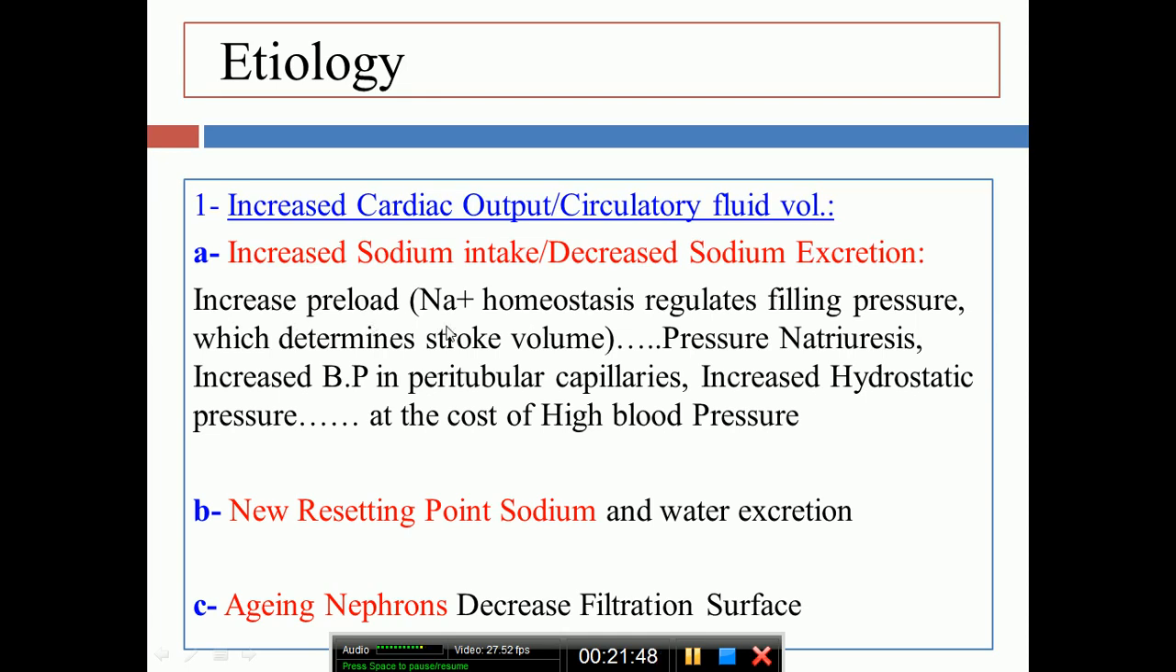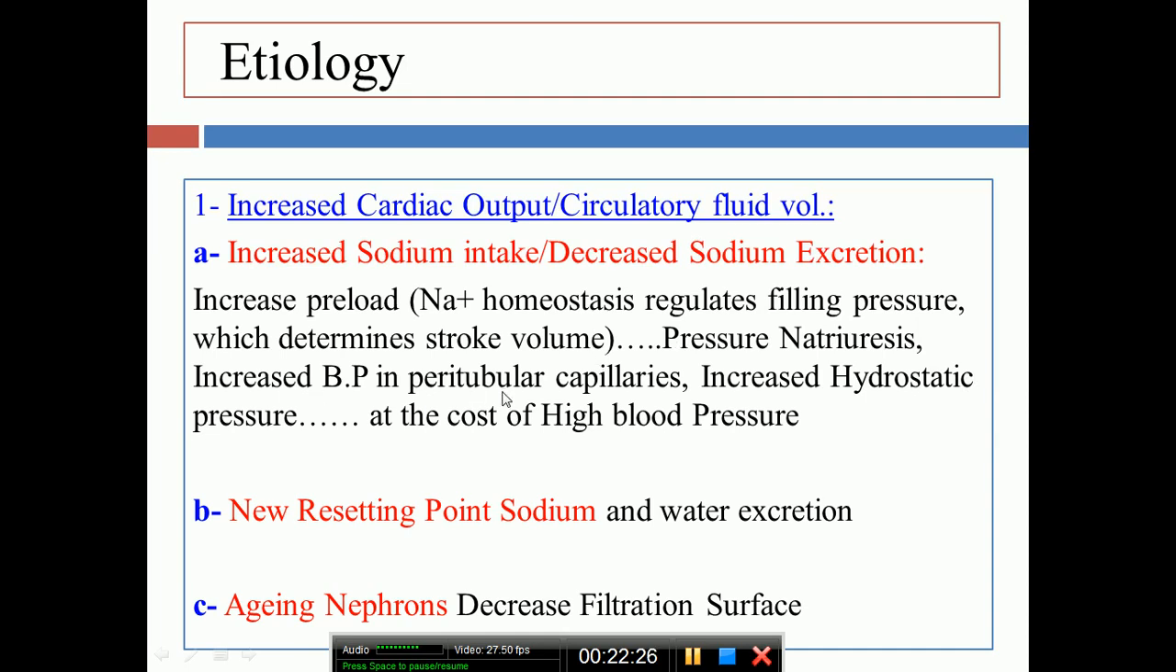And this is the sodium. Sodium is an osmotically active substance, which increases filling pressure. If filling pressure is increased, or the volume that fills the heart increases, it will ultimately increase the stroke volume. Stroke volume is the amount of blood that is pumped out of the heart in each single beat. Remember this. Pressure natriuresis, again, natriuresis is the excretion of sodium.